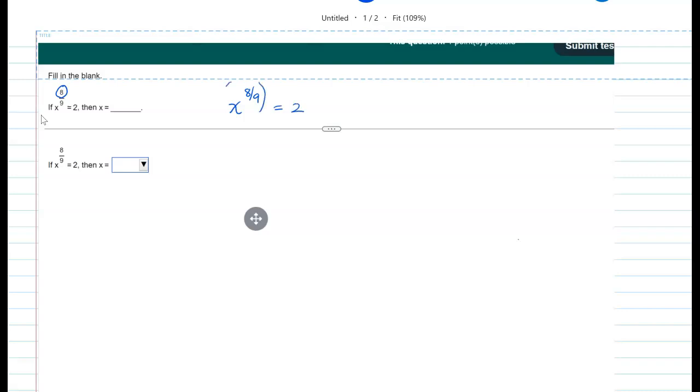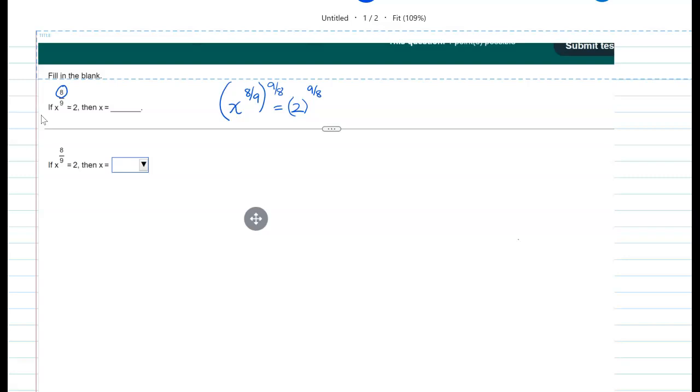You will have to multiply the exponent by its reciprocal, which is 9 over 8. Your goal is to make the exponent equal to 1. So to do that, you will have to multiply it by its reciprocal. And you would need to do that on both sides of the equation to maintain equality. So you would do 9 over 8 here as well.